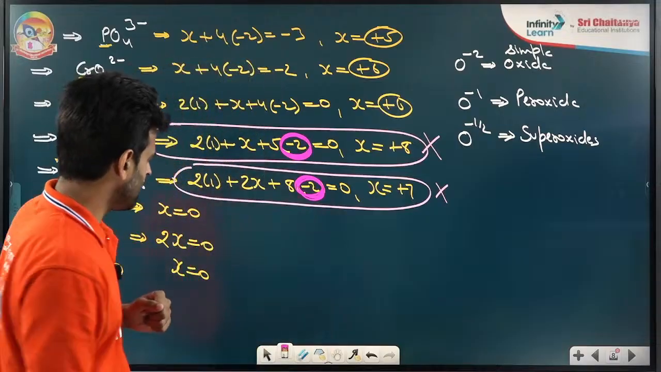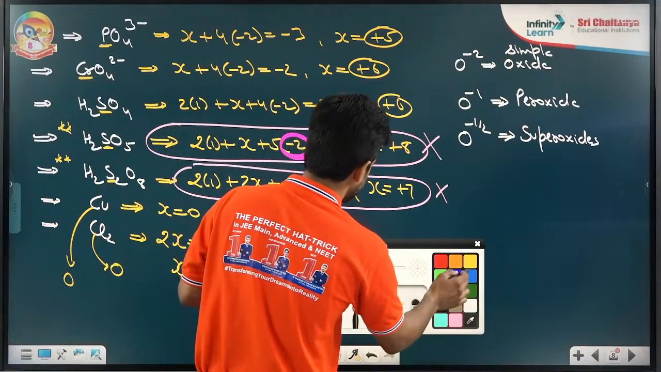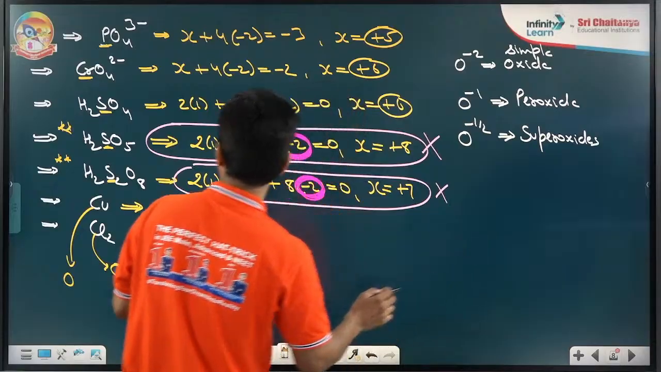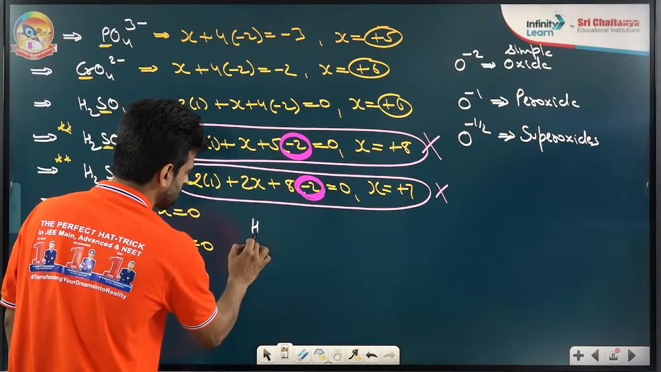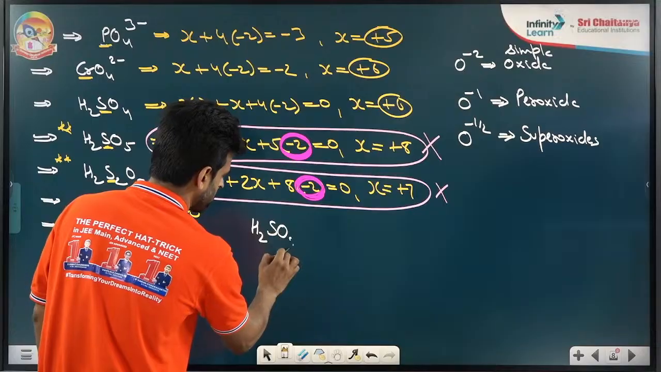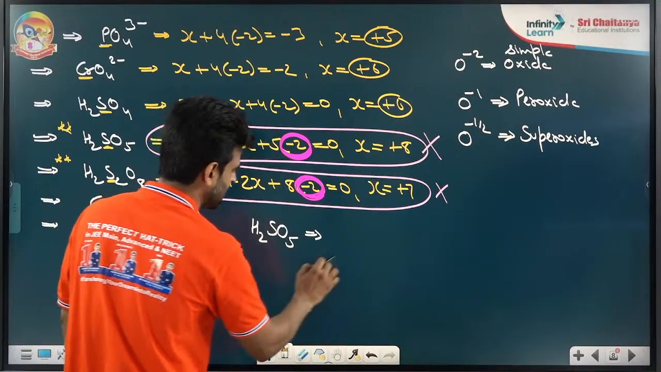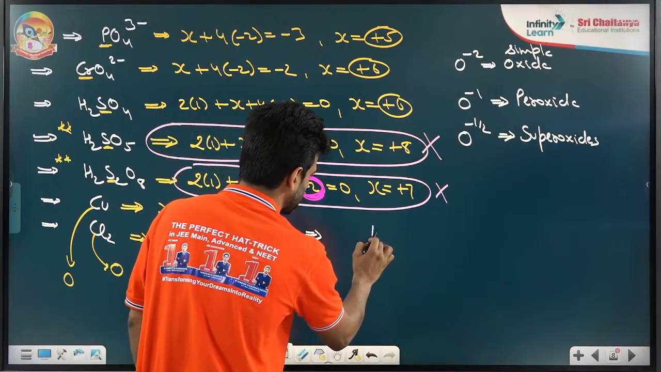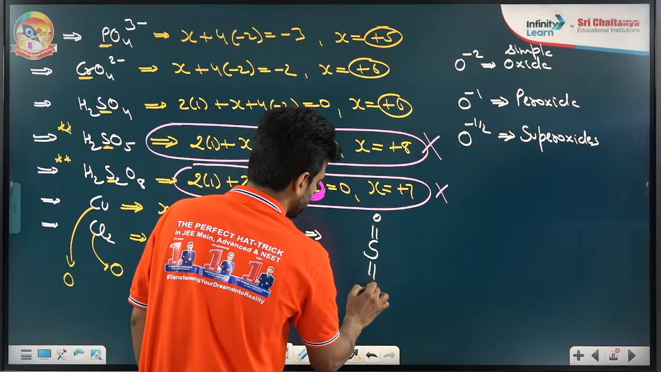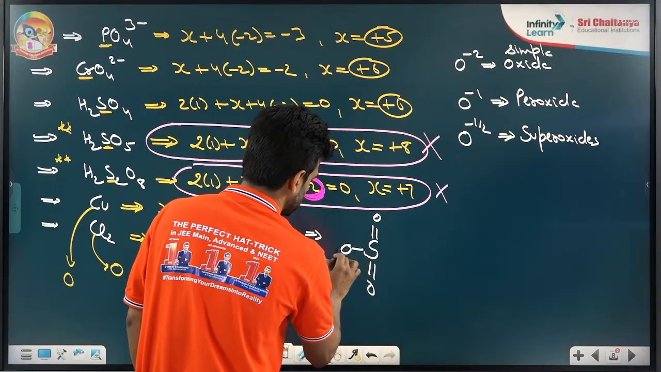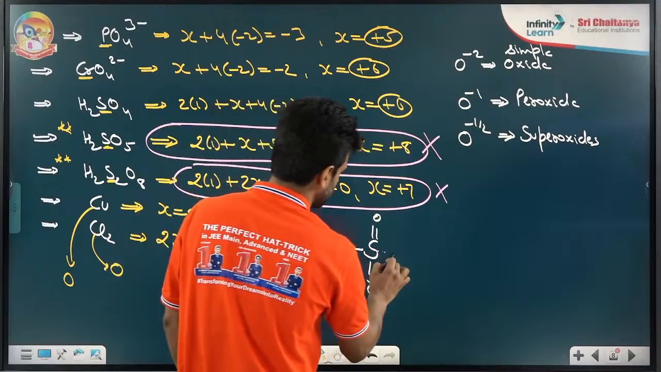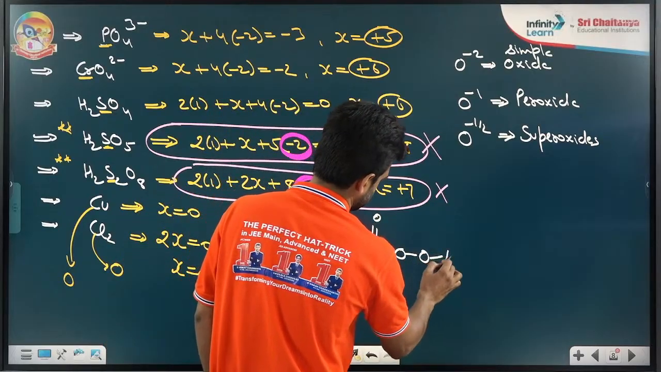If you look at the structure, for this we need structures actually. If you draw H2S2O8, you will see the structure looks like this: S double bond O, S double bond O. It is OH here, and here we have O, O, and H.